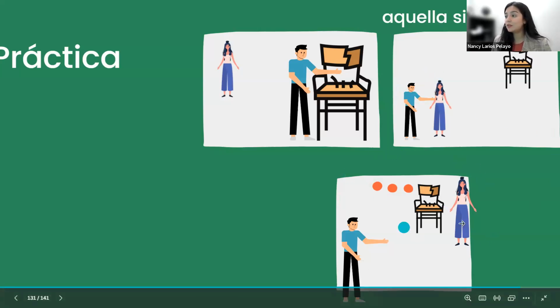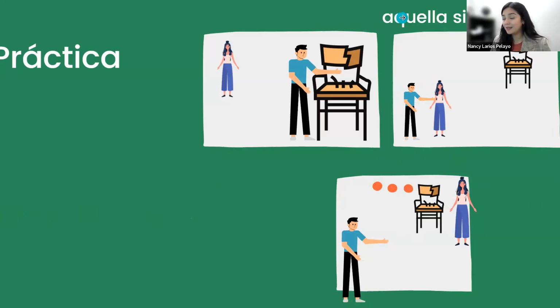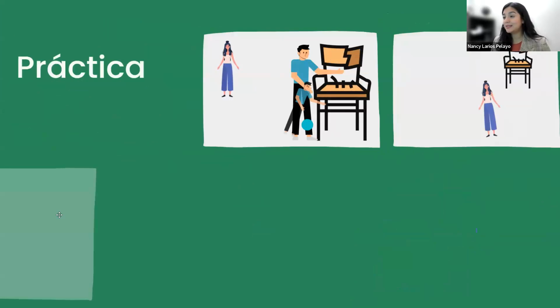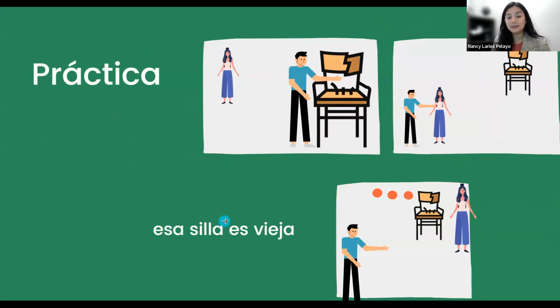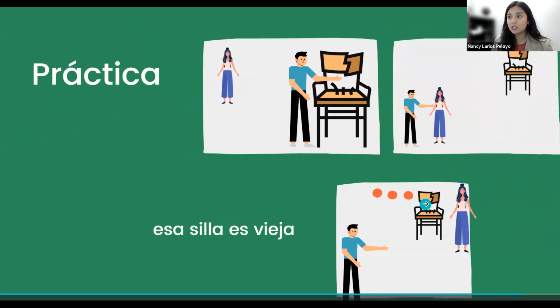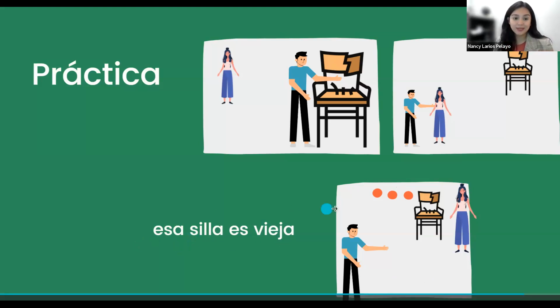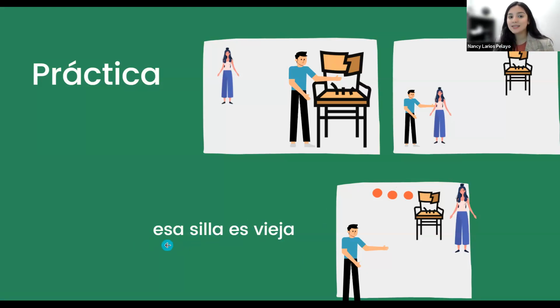Y para la tercera, the third one, are we using esta, aquella? What are we using? O esa. Para la tercera, we're writing esa silla es vieja. And we have the speaker that is far away from the object, from our noun, and we have the listener is close to it, right? So when the object is close to the listener, we use esa or ese. In this case, esa, because silla is feminine. Esa silla es vieja.